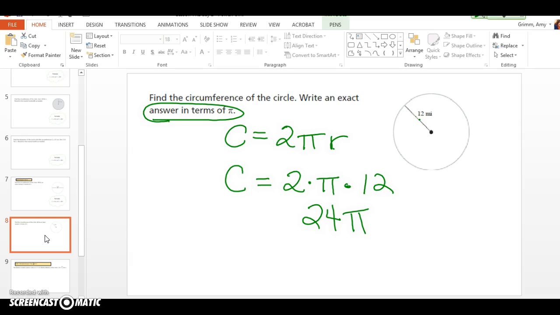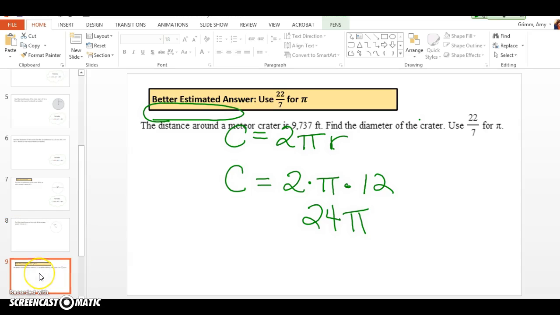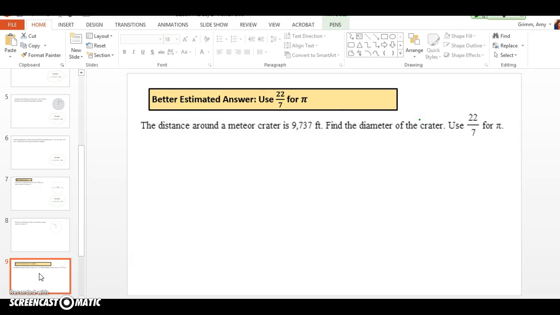All right, so the next thing, because there's 3 parts, the third part, I called this better estimate. I didn't know how to say it because it's still an estimate, but it's better than using 3.14, and that's using the fraction instead. So you're going to see some of them that say use 22 over 7 for pi. So this says the distance around a meteor crater, so distance around, is 9,737 feet. Find the diameter of the crater.